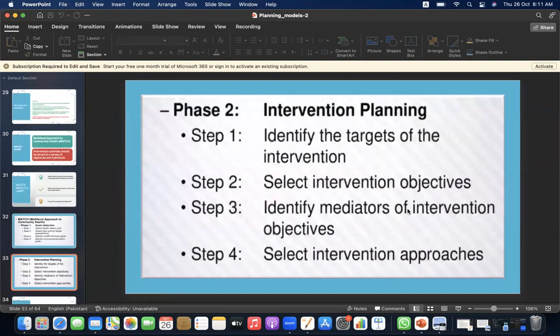Phase 2 is the intervention planning. Step 1 is to identify the targets of the intervention. Step 2 is to select intervention objectives. Step 3 is to identify mediators of intervention objectives. And step 4 is to select the intervention approaches.